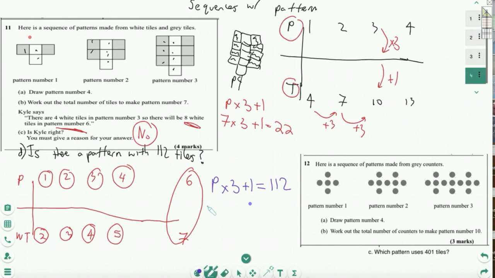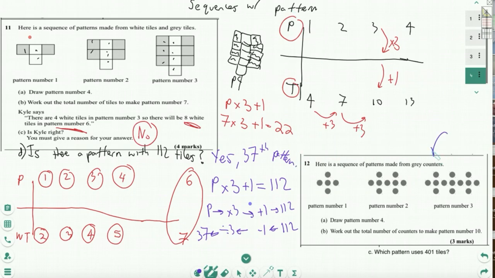And we'll just draw a function machine. P is being multiplied by 3, then being added by 1, and 112 is coming out. And we're going to work backwards. 112 minus 1 divided by 3. Let's have a look. 112 minus 1 divided by 3. Ooh, 37. So yes, there is a pattern of 112 tiles. It is the 37th pattern.